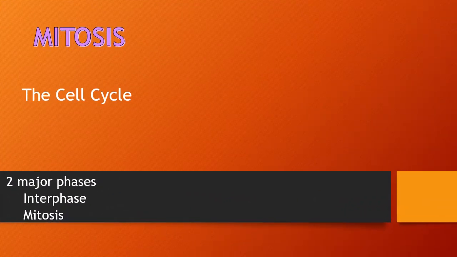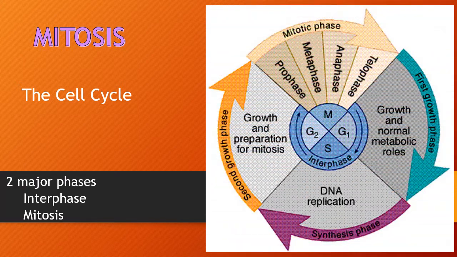Now, we will start with the mitosis explanation. Mitosis is the division of the nucleus into two nuclei which have the same number of chromosomes. Mitosis occurs in all the somatic cells. There are two major phases: interphase and mitosis. Interphase is the preparation phase before mitosis. There are three phases of interphase.